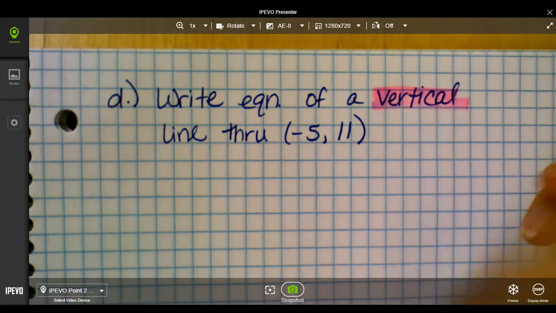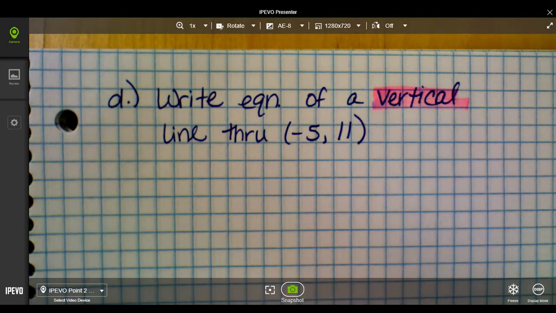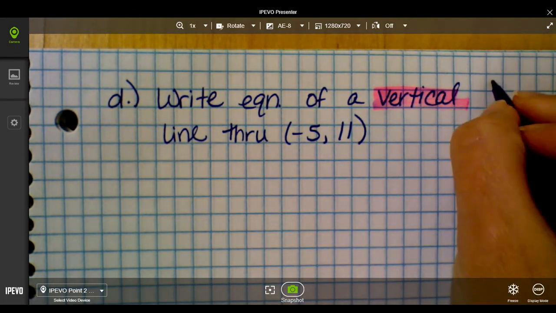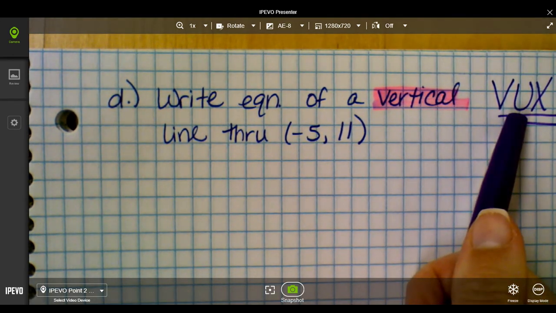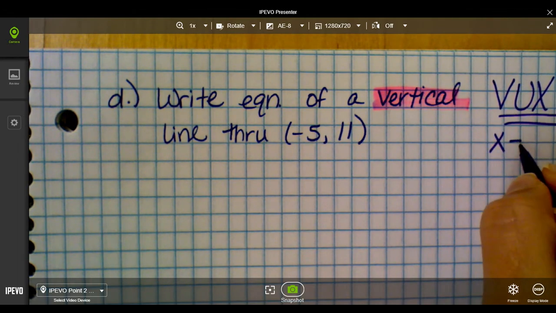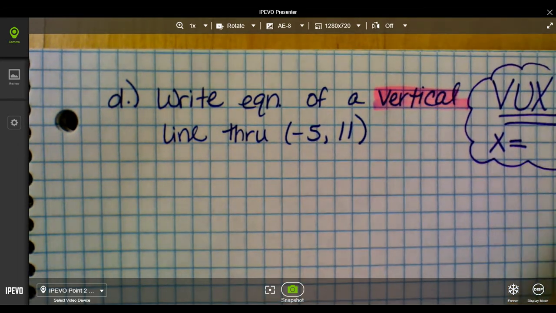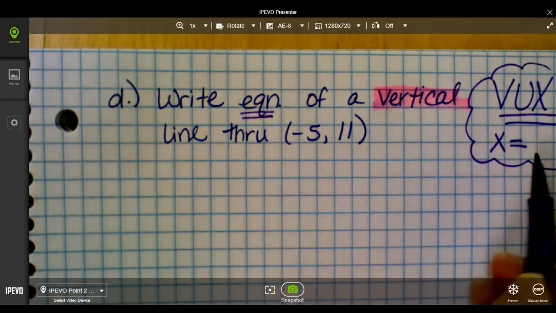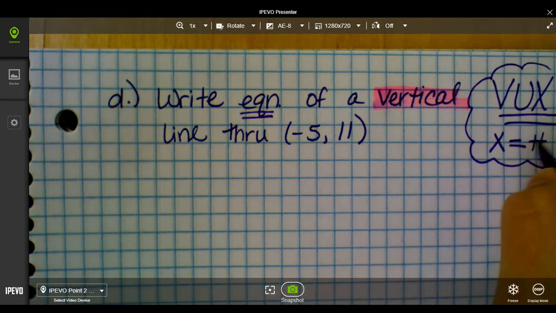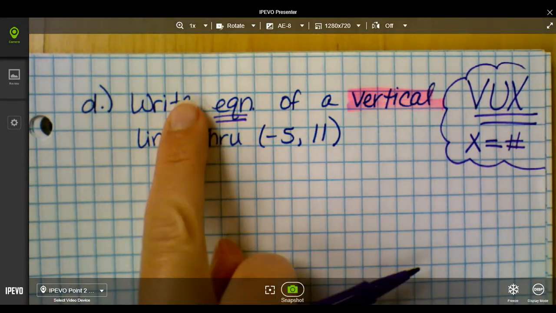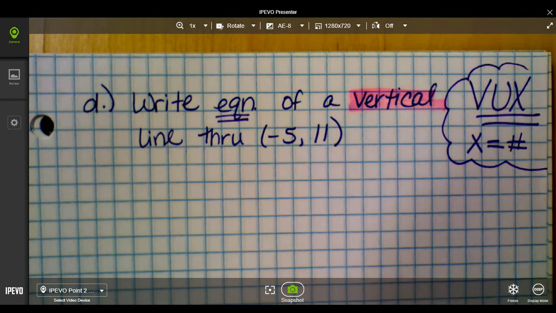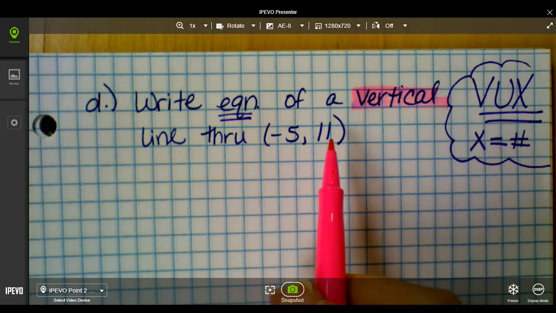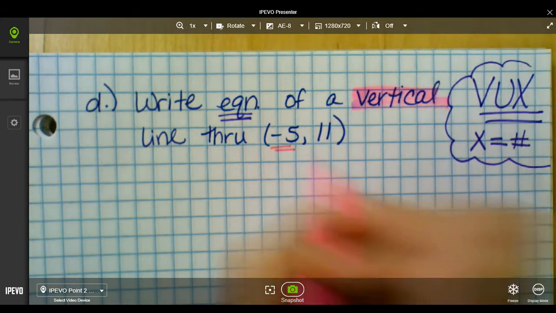Whenever you see vertical or horizontal for that matter, the first thing that should be popping into your head is bucks. Vertical lines have undefined slopes and their equations are always x equals. Okay, so when I'm saying write an equation of a vertical line, I want x equals whatever number. So if I want the equation of a vertical line that goes through negative 5, 11, if I want x to equal a number, do you think I want it to equal the x value or the y value? I want it equal to the x value, okay?